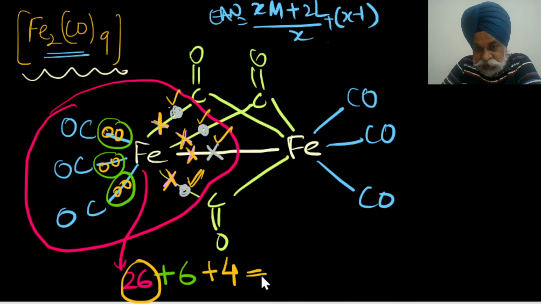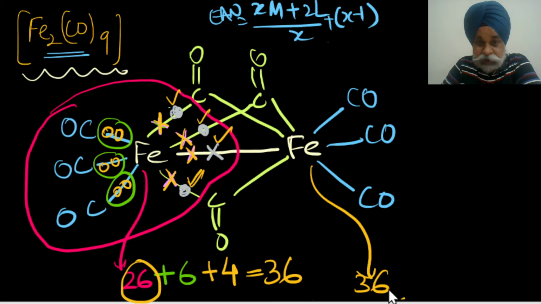These are the four electrons. So this makes it 36. Same is the situation here also. This also is 36. This is another way to evaluate the effective atomic number from the structure, and structure in itself is very important.